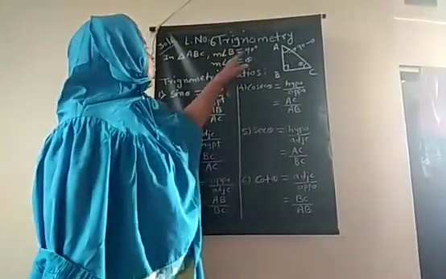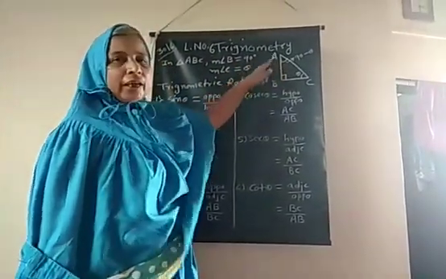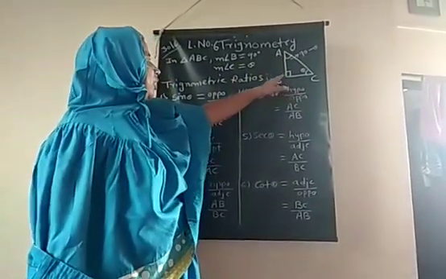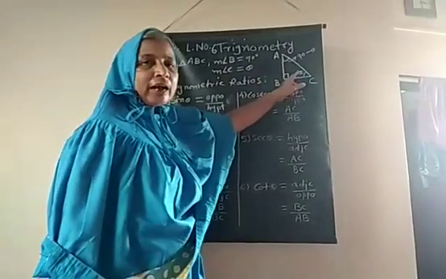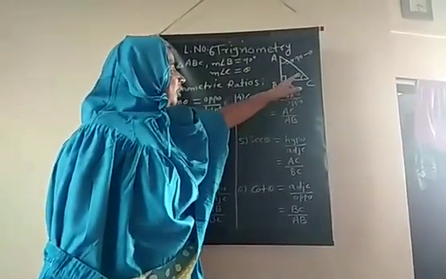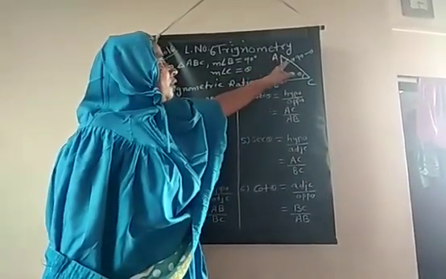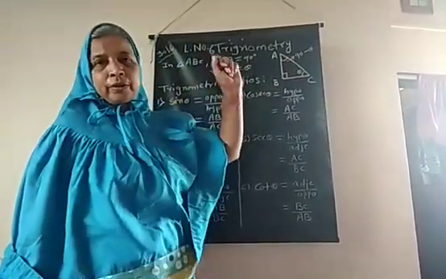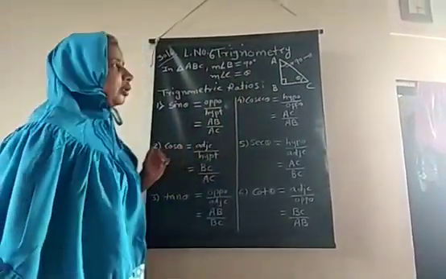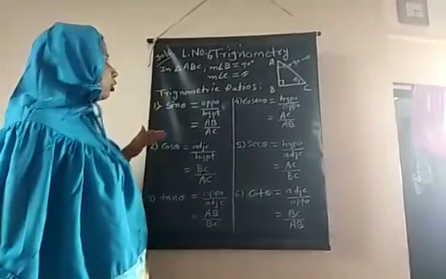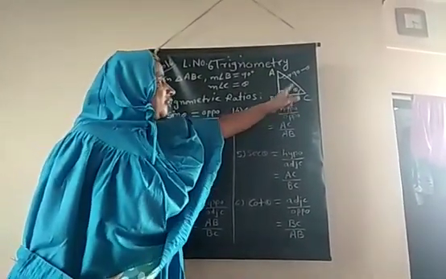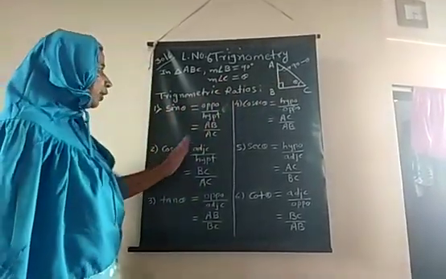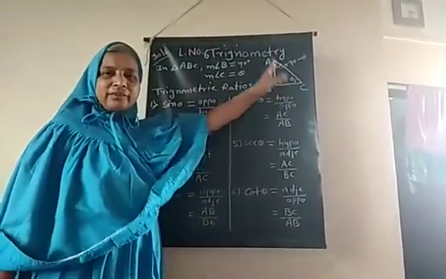So consider now this triangle ABC. In this triangle ABC, angle B is 90 degrees and angle C we consider theta. Now angle C is theta, therefore angle A is 90 minus theta, the remaining angle. Now we are writing trigonometrical ratios for this given theta. Angle C is theta, so we are writing all the trigonometrical ratios for angle C, that is theta.